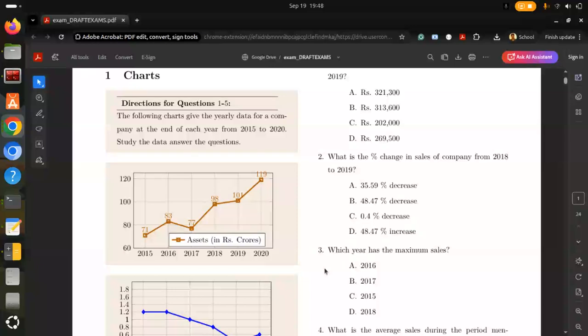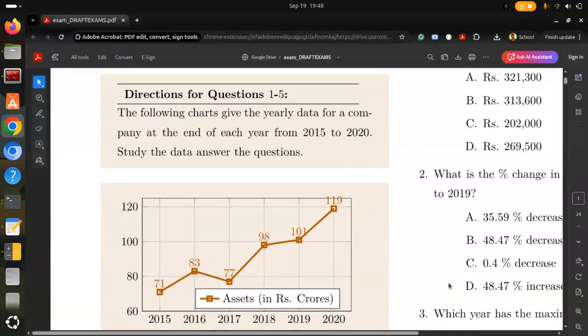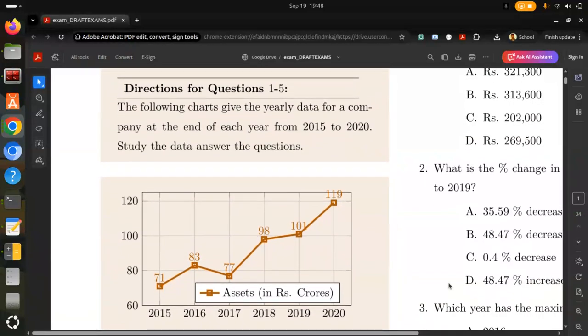First, I'm going to show you the question and the plots, and then you can pause the video and try to solve it yourself, and later you can follow up with my answer. So I'm just showing the question. The following chart gives yearly data for a company at the end of each year from 2015 to 2020. Study the data and answer the questions.